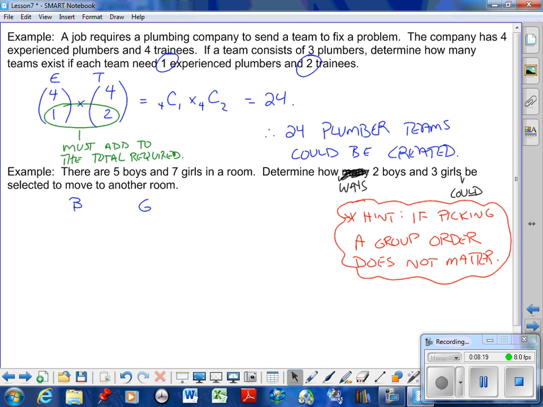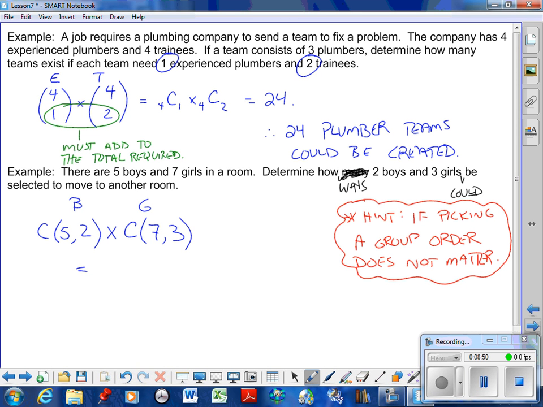Okay. So how many boys do I have available? I have 5 of them. How many do I want to move to the next room? Well, I've got to pick 2 of them. A boy's a boy. It doesn't matter which one, so order doesn't matter. For the girls, there are 7 available, and I want to pick 3. Each girl's unique and important and smart, not like the boys. But anyway, that's the setup there.